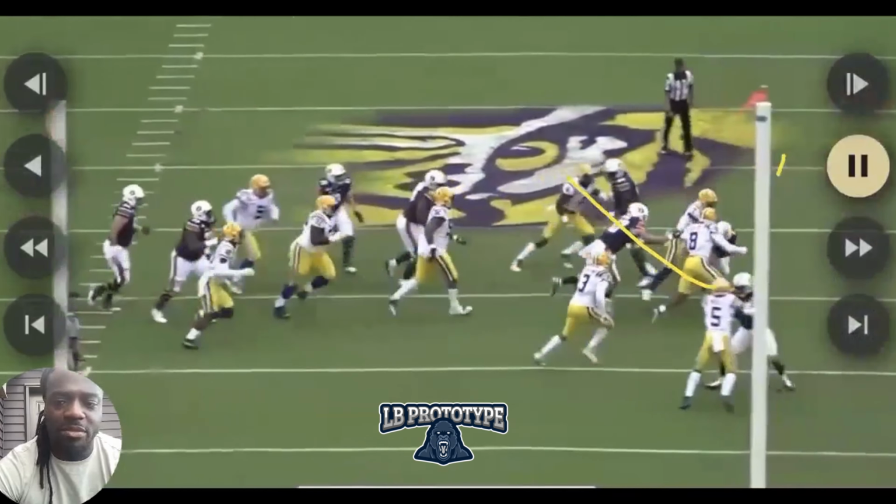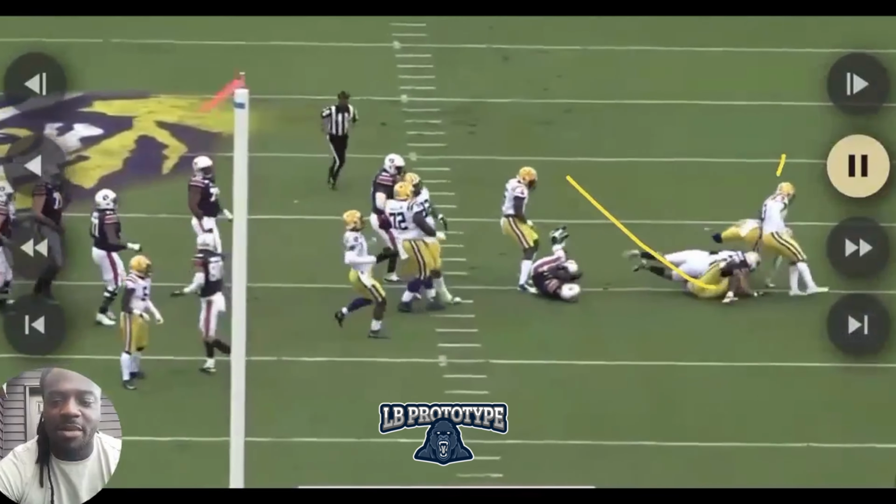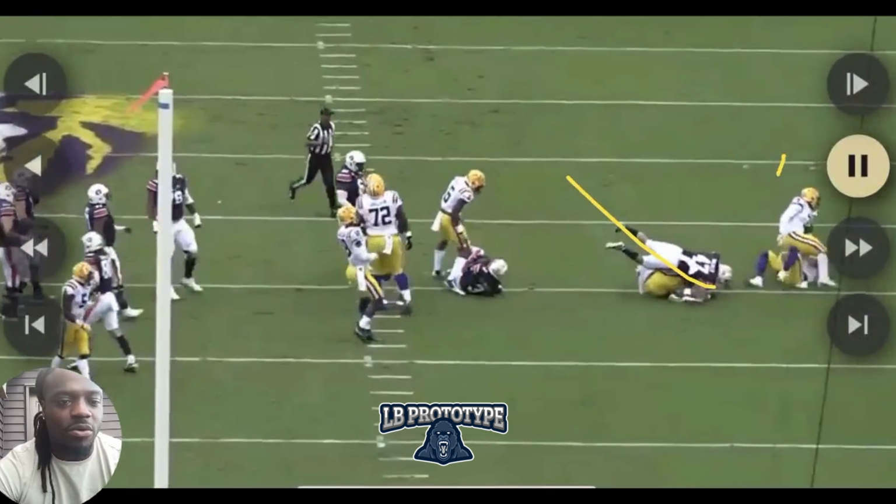Good job, number 8, number 7, get involved. Somebody come and get the ball. This is a good job. This is good work. Good understanding of the game too.